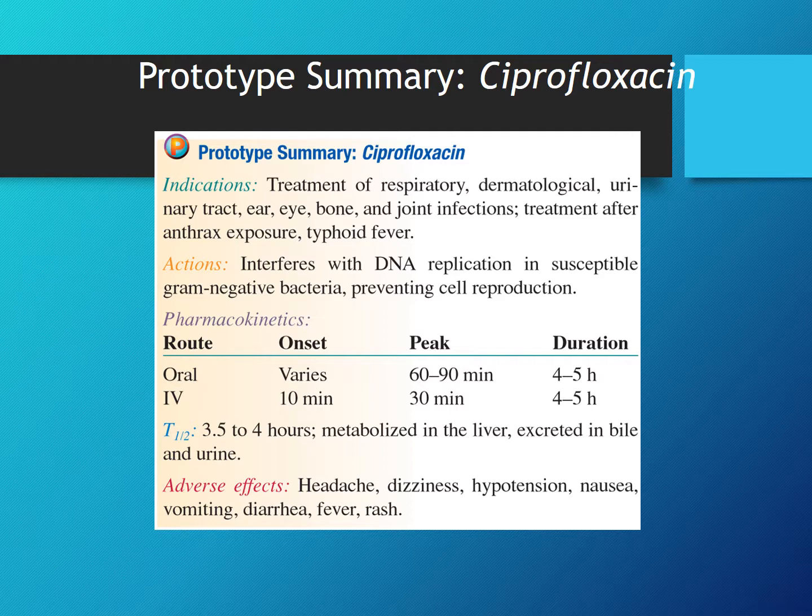Your prototype is Cipro, given for a variety of reasons, but anthrax is included, but also respiratory, skin, urinary tract, eye, ear, bone, and joint infections. You have oral and IV administration possible here, and GI adverse effects are the things that we see more often with these medications.